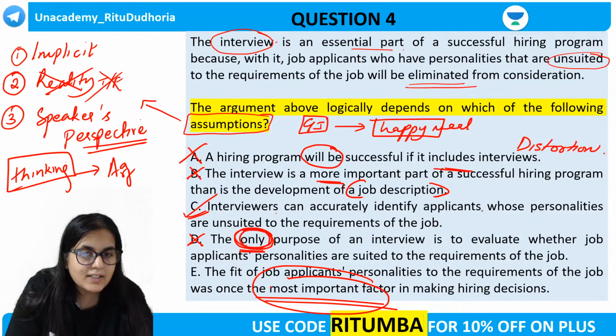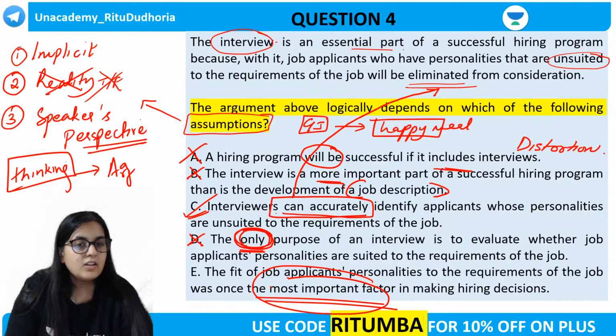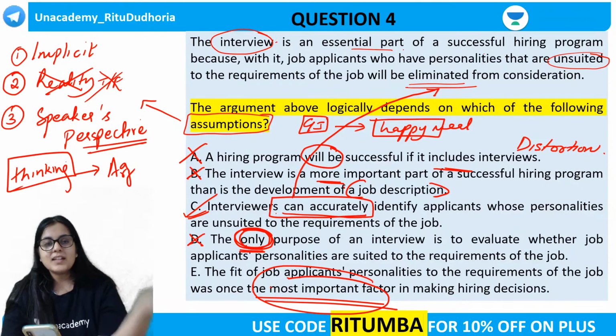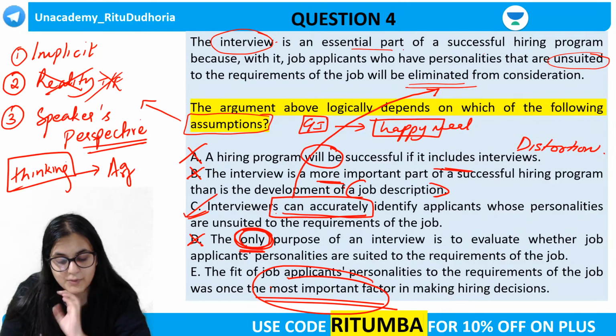Interviewers can accurately identify applicants whose personalities are unsuited. ये मेरा thinking है कि हम लोग accurately identify कर सकते हैं. इसीलिए तो मैं बोल रही हूँ कि इसके basis पे हम लोग eliminate कर सकते हैं. Got it? My thinking is interviewers are capable. That is why interviews will be successful. Did all of you understand this?